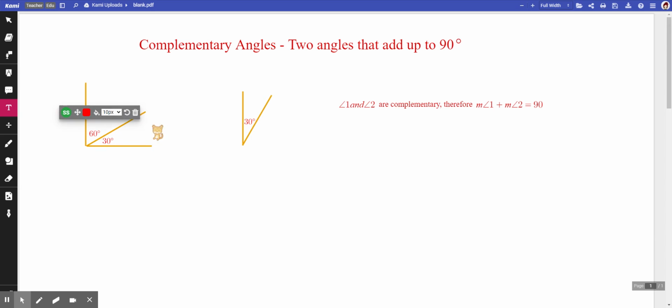But this 60-degree angle and this 30-degree angle are also complementary, even though they're nowhere near each other. They do not form a right angle because they are not adjacent. There isn't a right angle here. They don't have the same vertex. They're not forming anything.